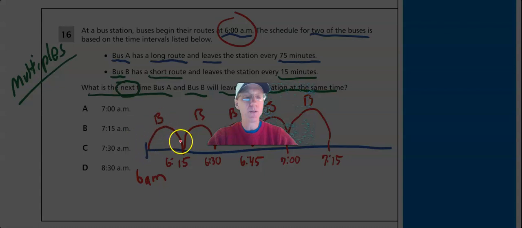So B, every 15 minutes it's back. This is where it's back at the bus station. It goes out, comes back to the bus station. Remember I had the circles drawn earlier? Okay, so let's do bus A.